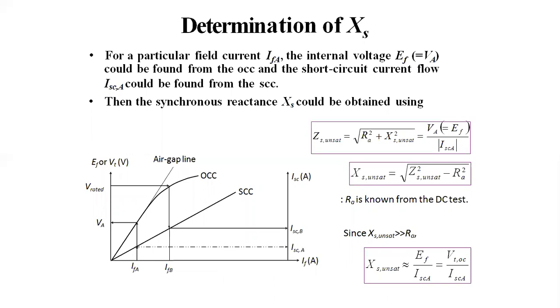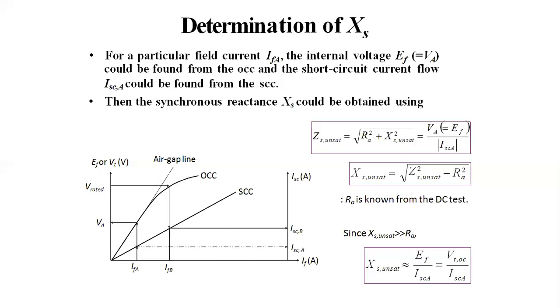And the last one is the determination of the synchronous reactance, so that we can measure the voltage regulation. For a particular field current, the internal voltage could be found from the open circuit characteristics and the short circuit characteristics. Then the synchronous reactance could be measured very simply: we can measure the total impedance, and already the armature resistance is measured.